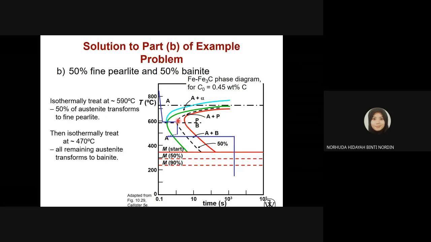Then you isothermally treat at 470. You cool it down to 470, and the remaining austenite will transform to bainite. At this point you hold at 470 for a long time, and you get bainite. Then you cool it, so you get 50% pearlite and 50% bainite.